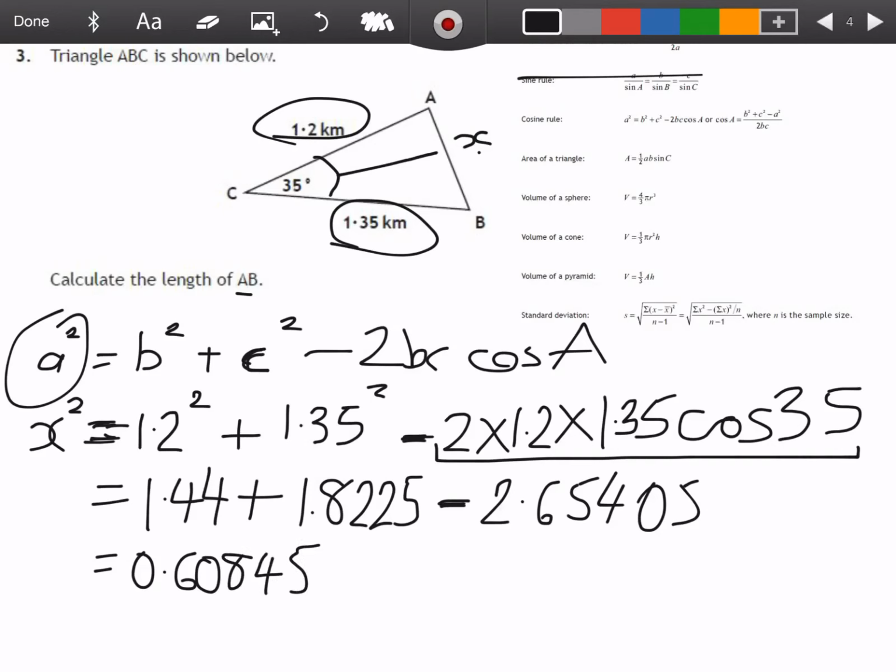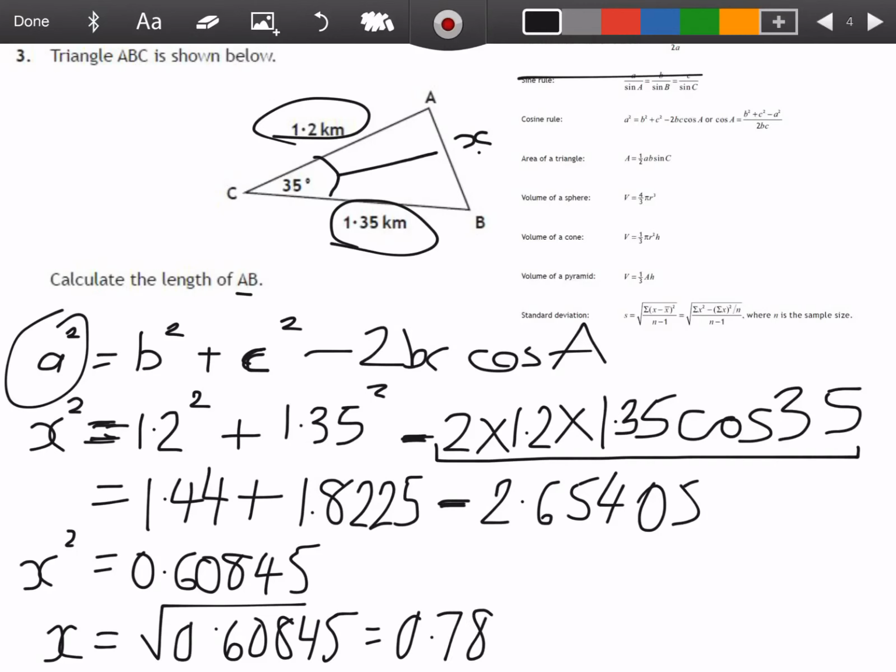Okay, remember this is what a squared or x squared is equal to. Right. If our formula begins with x squared equals, like Pythagoras, there's a final step we have to do. How do you actually find x or a? We take the square root of the number. Take the square root. Gives me about 0.78.